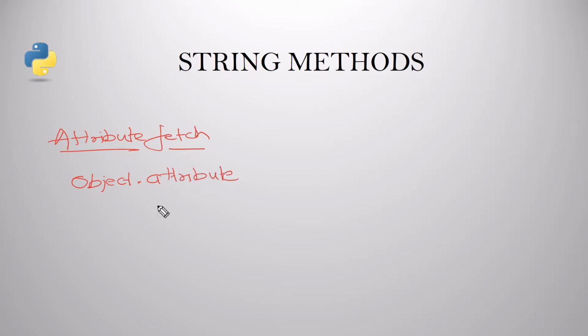You may ask, what is attribute fetch? So attribute fetch is an expression of the form object dot attribute. It means fetch the value of attribute in object.